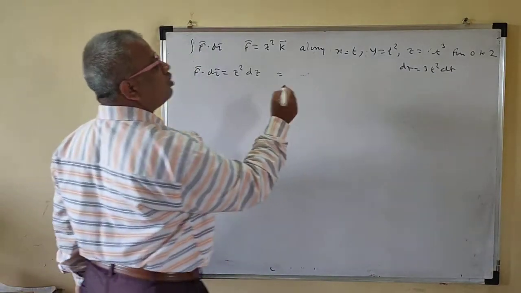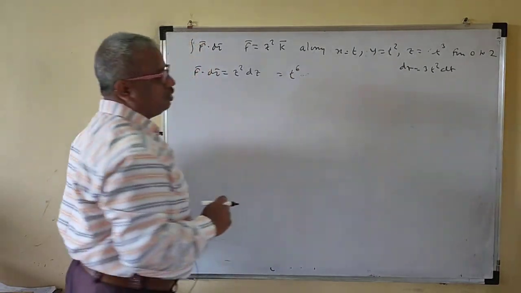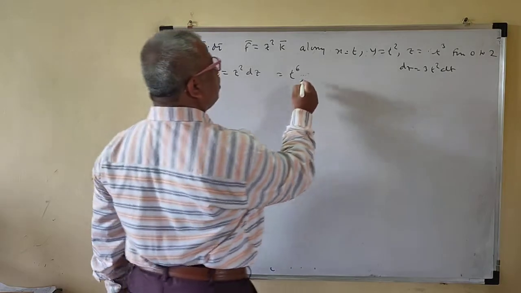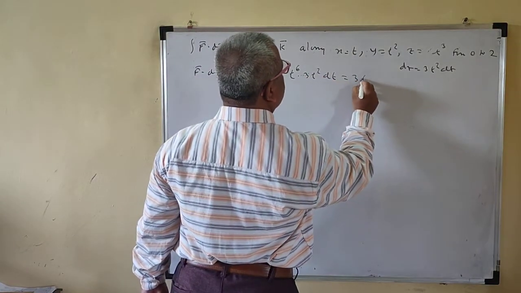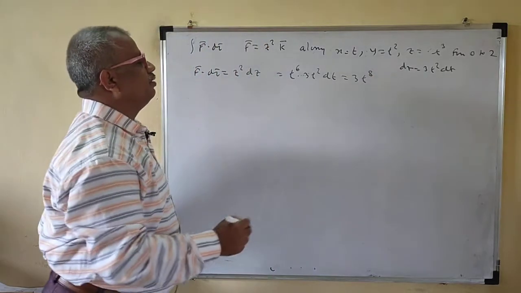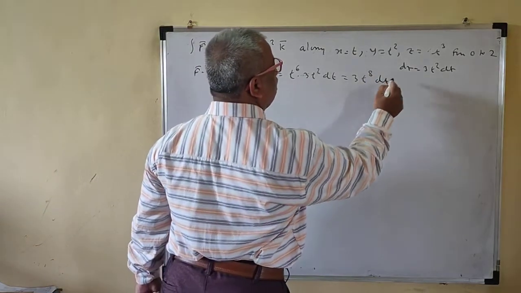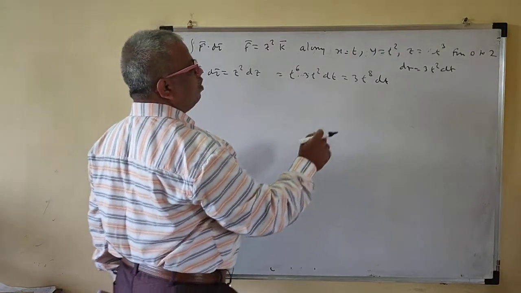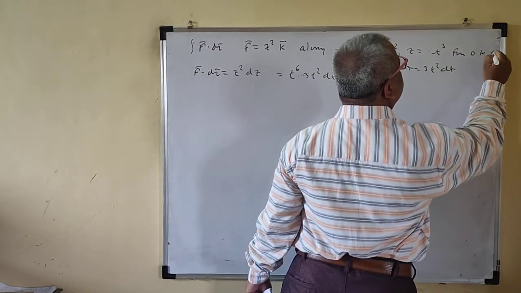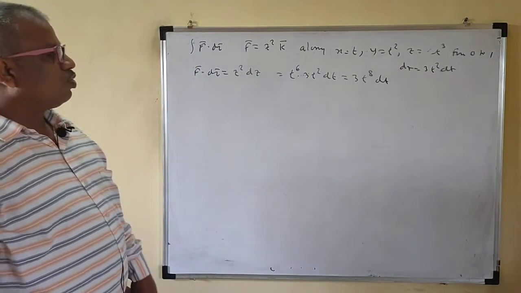So z square is t raised to 6, and dz is 3t square dt. So that is 3t raised to 8 dt. Okay, so again the problem becomes so complicated, so we'll take 1 now here. T from 0 to 1 we'll take.